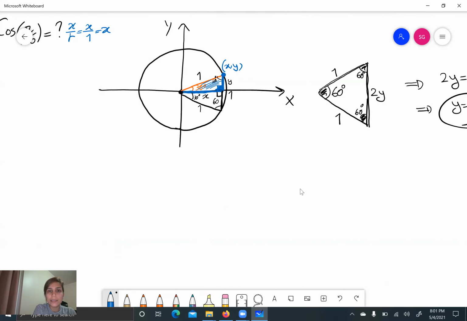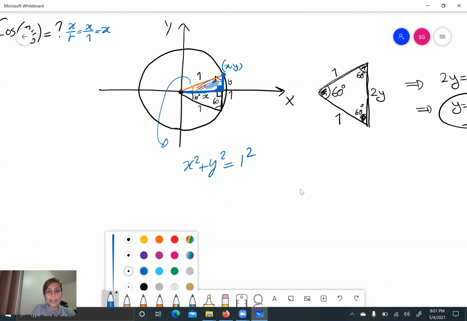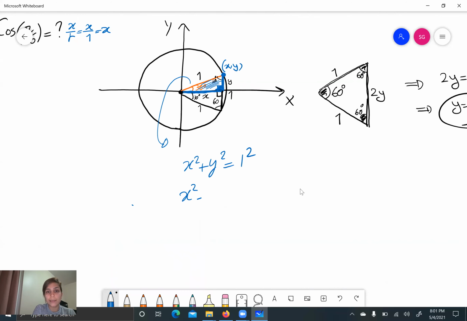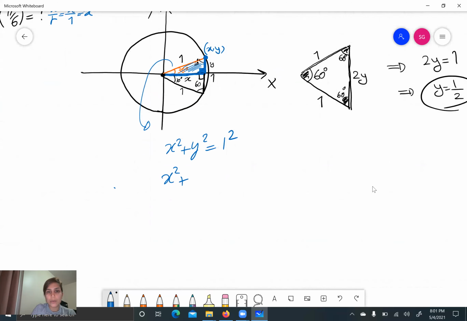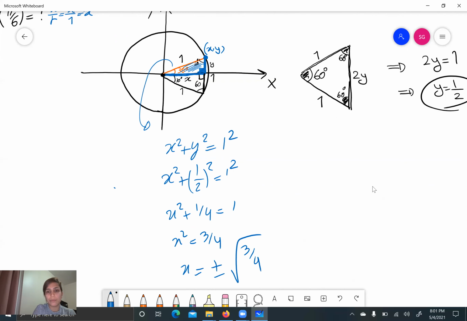okay? So in this triangle, we know that x squared plus y squared is equal to 1 squared, right? Okay, and then we just saw that y is half. So it's going to be x squared plus half squared equals 1 squared. So x squared plus 1/4 is 1. So just solve it for x. It's going to be positive or negative square root of 3/4.